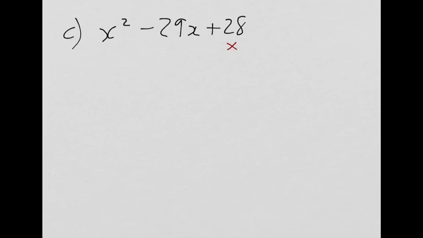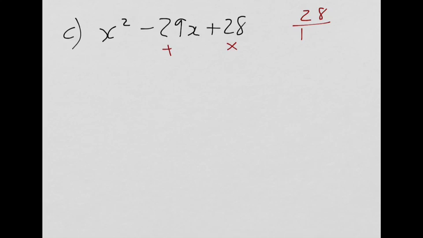Let's do C now. Hopefully this next one will be factorable, which it will be because I can see it. So x squared minus 29x plus 28. So again, two factors that multiply to equal 28 and add to equal negative 29. Don't miss that. Okay. So give me some factor pairs of 28.